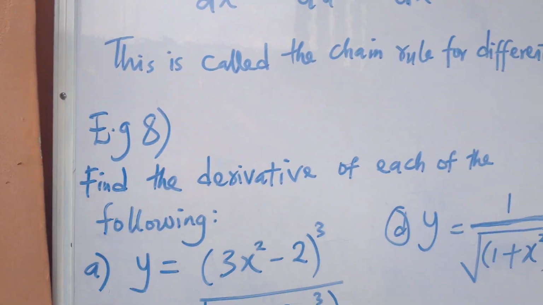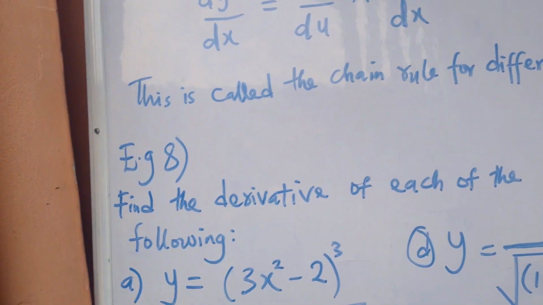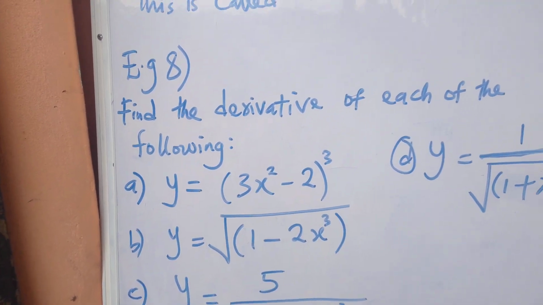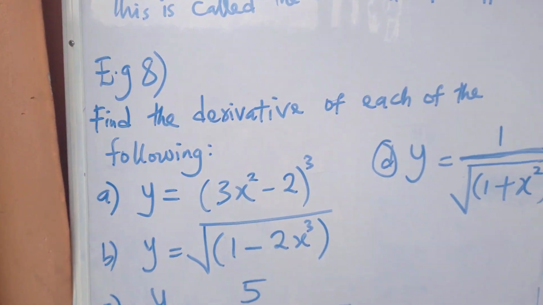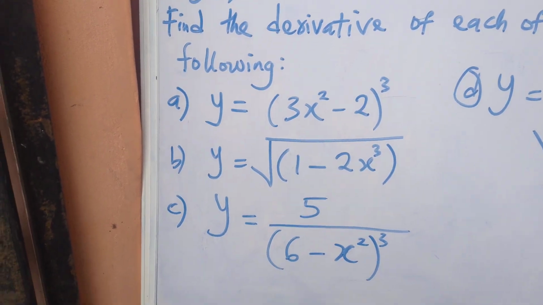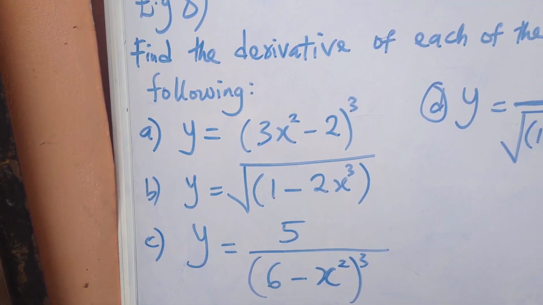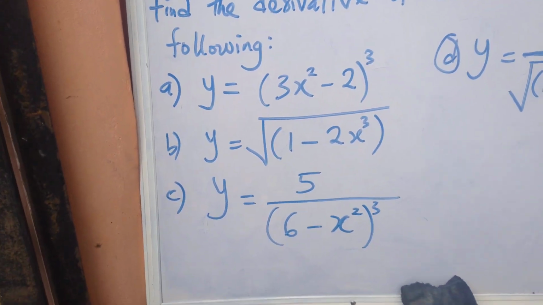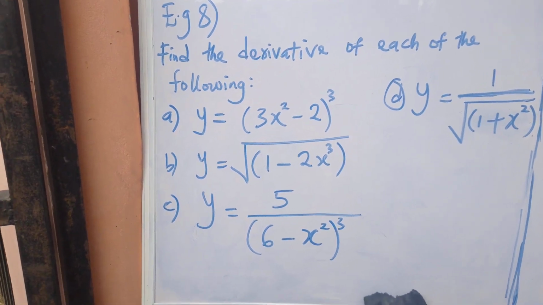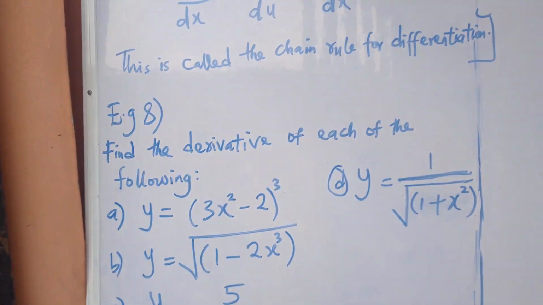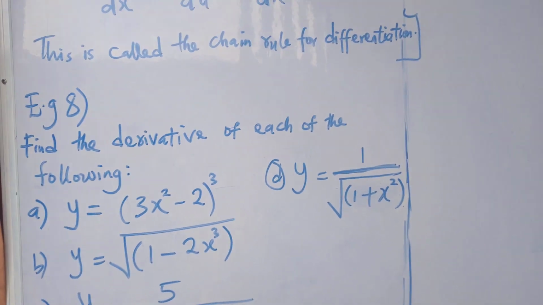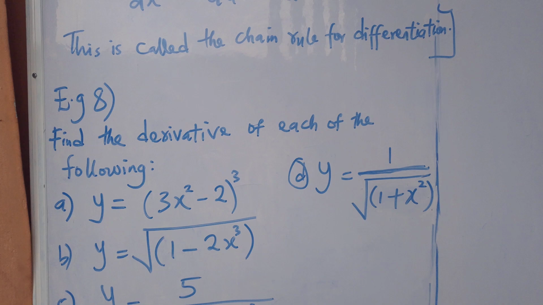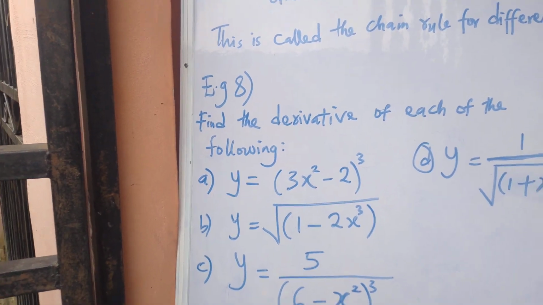Now let's look at these questions. It says, find the derivative of each of the following. A, y equals open bracket 3x raised to power 2 minus 2, close bracket, all raised to power 3. B, y equals square root of 1 minus 2x raised to power 3. C, y equals 5 all over open bracket 6 minus x raised to power 2, close bracket, all raised to power 3. And D, y equals 1 all over square root of 1 plus x raised to power of 2. So let's solve the first question.